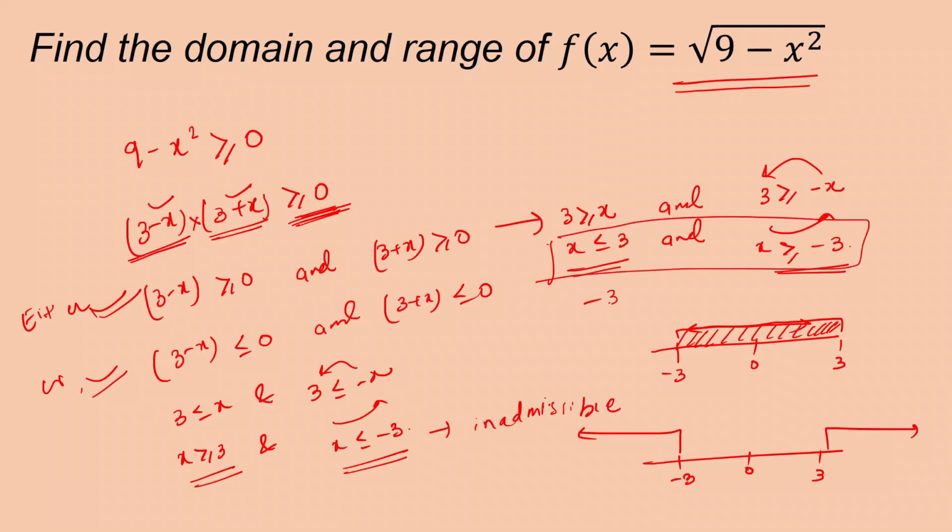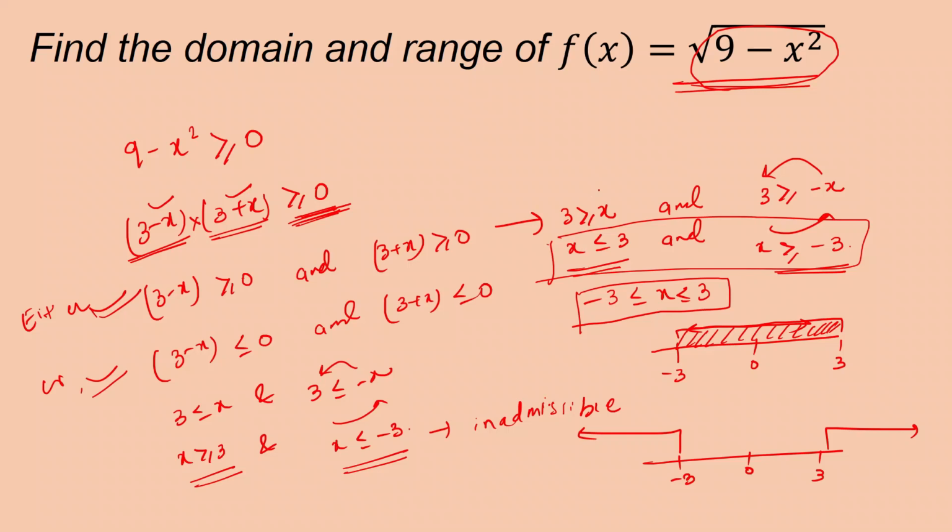So x lies between minus 3 and 3. This is our domain, because if you take anything between -3 and 3, then inside the root you'll be getting something positive. So you take, say for example, -2, 0, 1, it will give you something positive inside the root. But what if you take anything outside this range? Say for example, you take 4 or -4, 5, 6, or -5, -6, you'll be getting something negative.